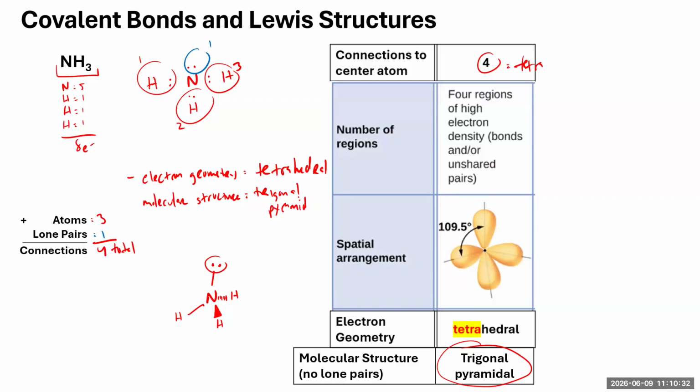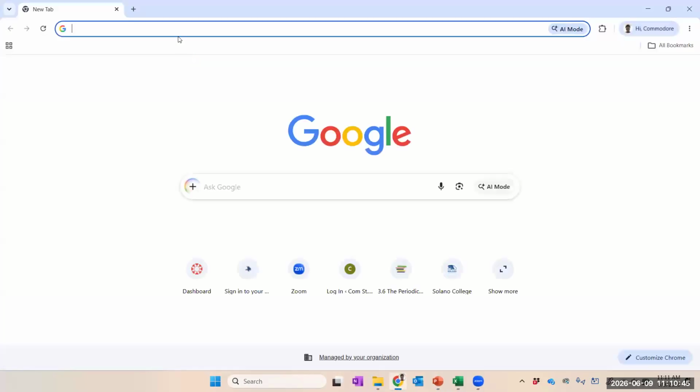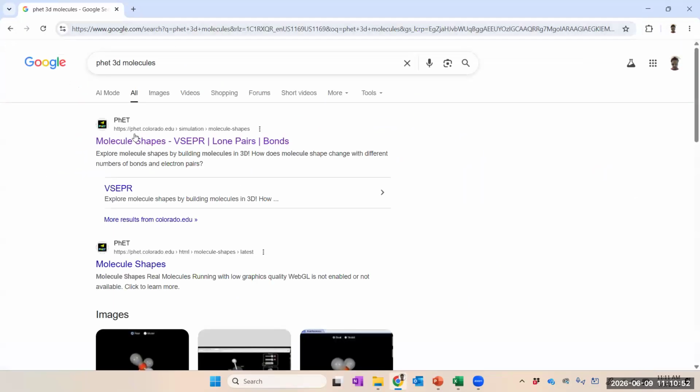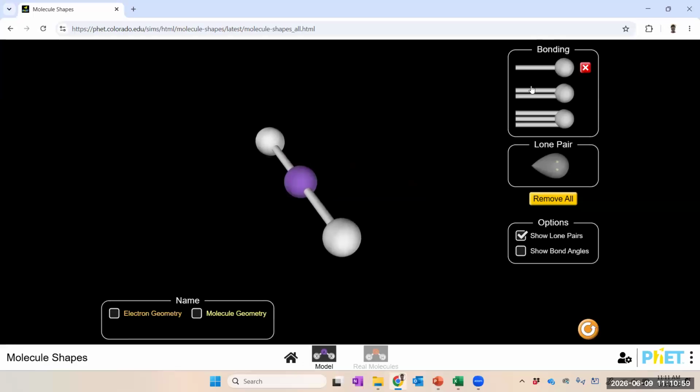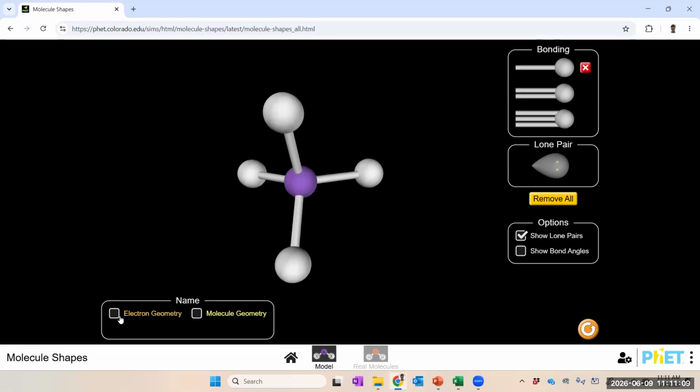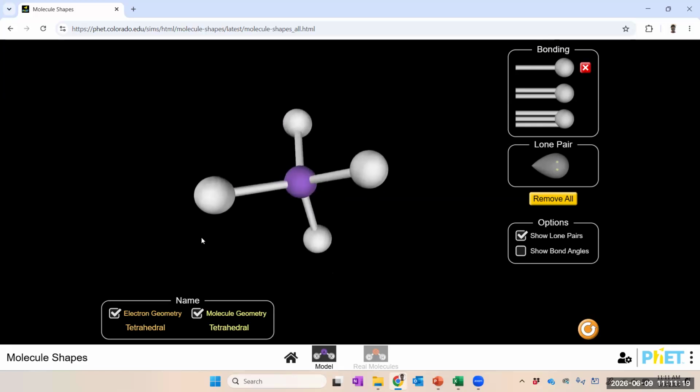All right. So let's take a look at this. Let's actually do a quick exercise just to emphasize our shapes here, to relearn our shapes. This 3D, it's called PHET 3D molecules. We're going to click on this again. Go here, click on here. All right, so let's take a look here. We'll start out with a tetrahedral, right? If we have a tetrahedral electron geometry and we have no lone pairs, it's going to be a tetrahedral molecular geometry or molecular structure.